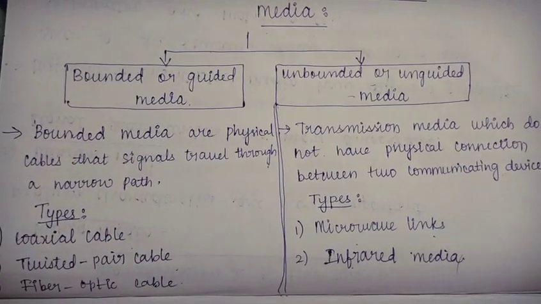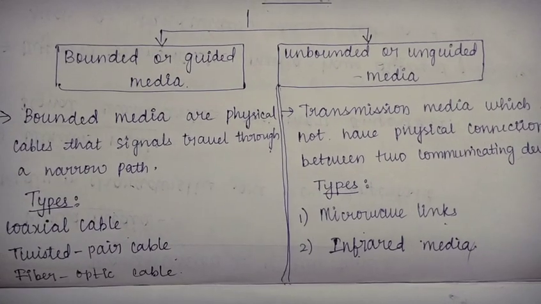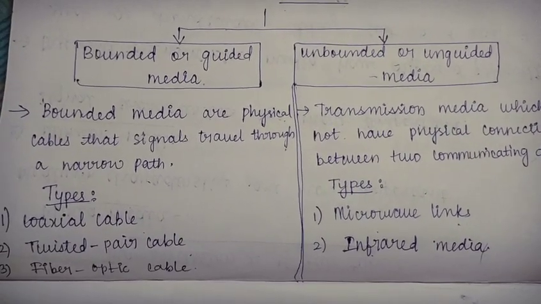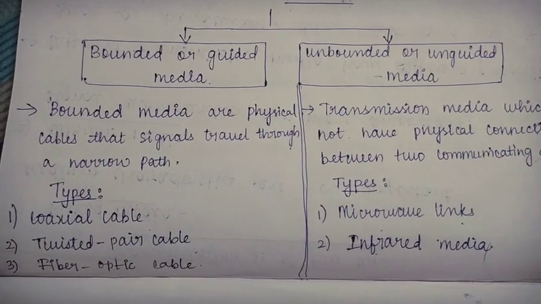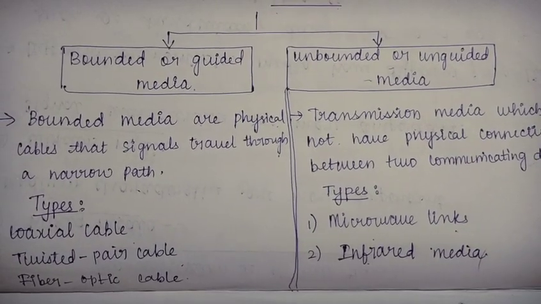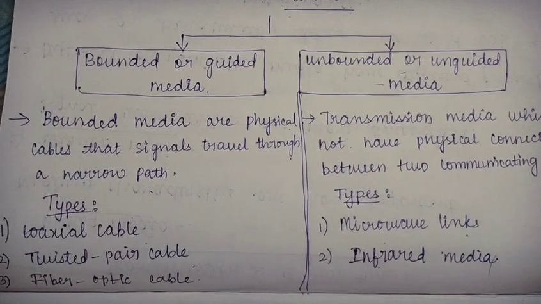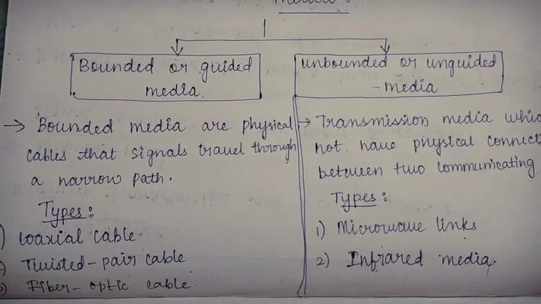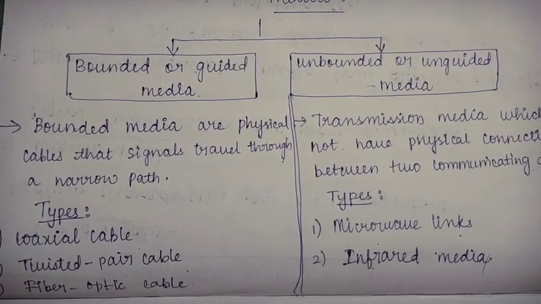Bounded or guided media is nothing but physical cables. Okay, the physical cables that we see in our homes, where signals travel through a narrow path. Maybe our fan cables that you can see, or our light cables. Nowadays it is fixed in the wall, but before, it was easy for us to see, right? So bounded media is nothing but physical cables where signals travel through a narrow path.